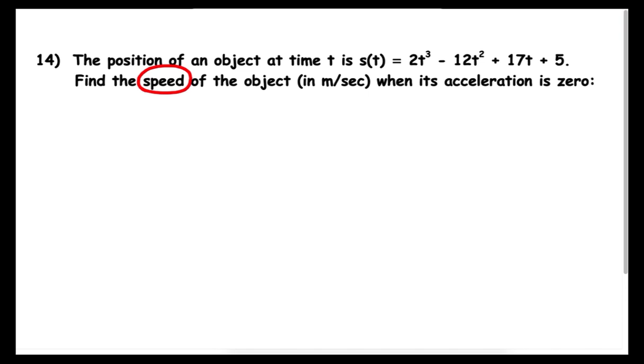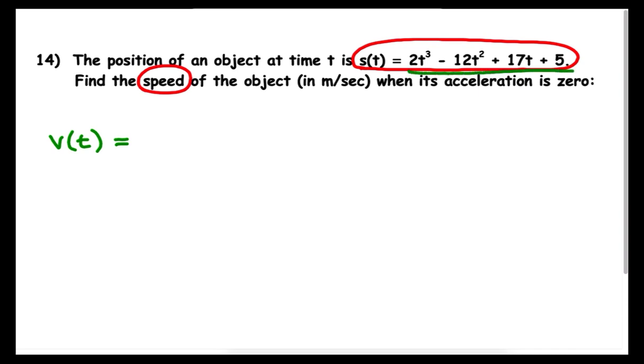So we have our position equation up here. We want the speed, which means it would make sense to find the velocity. So we'll take a derivative. That'll be our velocity equation. The derivative is going to be, using the power rule, 6t squared, exponent times coefficient, down by a power, minus 24t to the first, plus 17. Okay, that's the equation for velocity. That's where speed is going to come from as well.